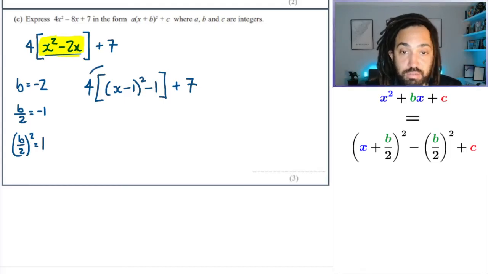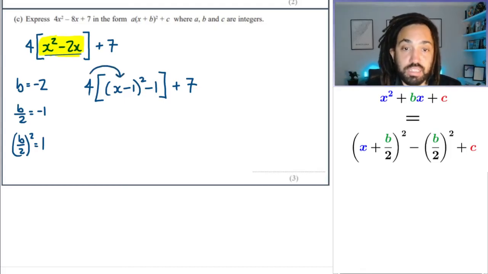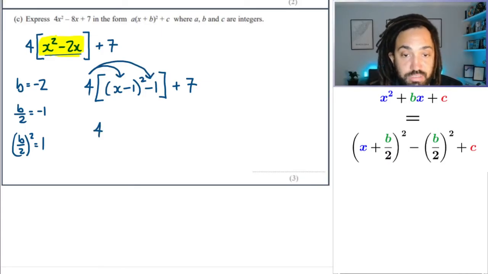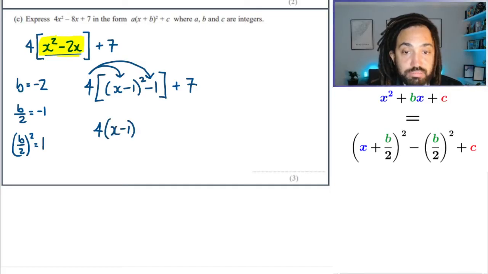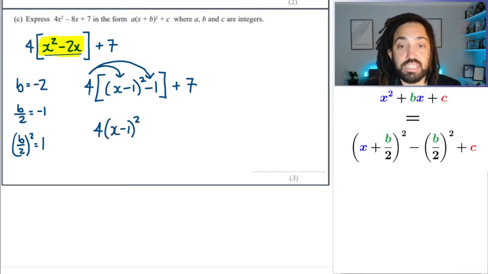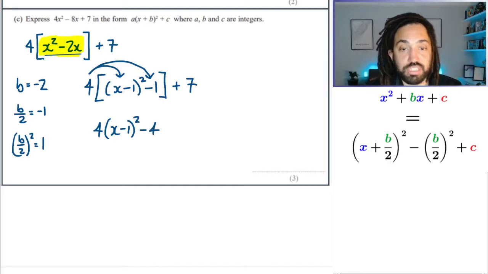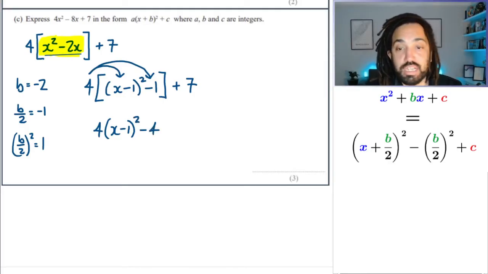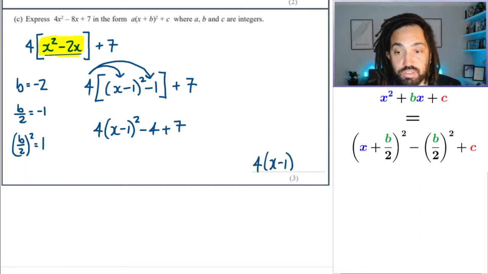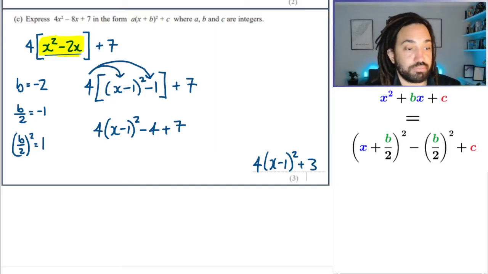Okay, now we're going to multiply the 4 into both the bracket and also that number there, the minus 1. So I'm just going to get 4 lots of the bracket, it's the only way I can simplify that. And then I'm going to get minus 4, because that's 4 times minus 1. And then I'm going to get plus 7 as well from outside. So overall I get 4 lots of x minus 1 squared, and then plus 3, because minus 4 plus 7 is plus 3. Bosh.